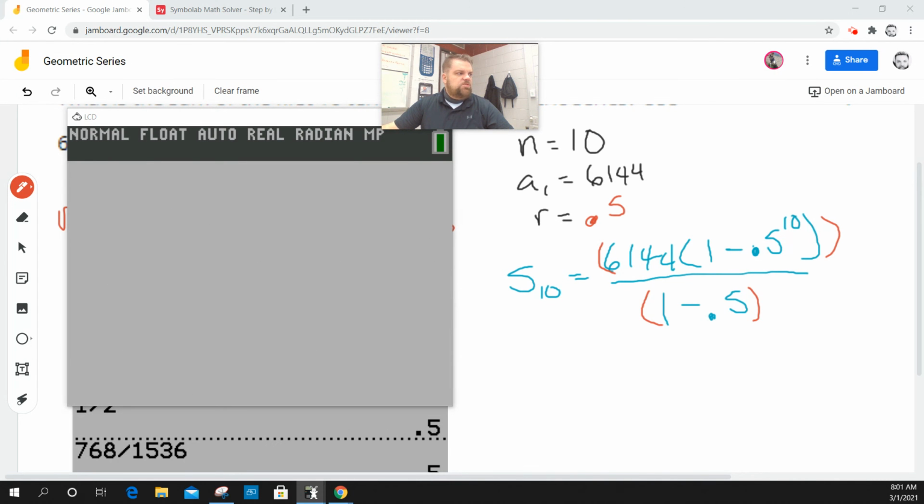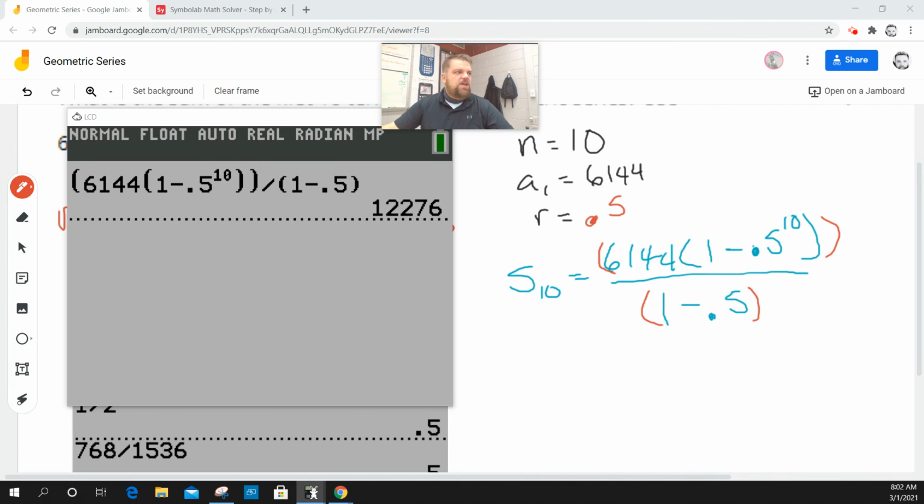Let me clear this out so we got some space. So I'm going to start parentheses, and I've got 6,144 times the quantity 1 minus 0.5 raised to the 10, because we got 10 terms. Oops, I hate when I do that. Gotta hit the cursor to get out of that first. And then I'm going to hit divide, and on the bottom I've got to put it in parentheses, 1 minus 0.5, close the parentheses. So I got 12,276. That's actually correct. So let's take a snapshot of that.